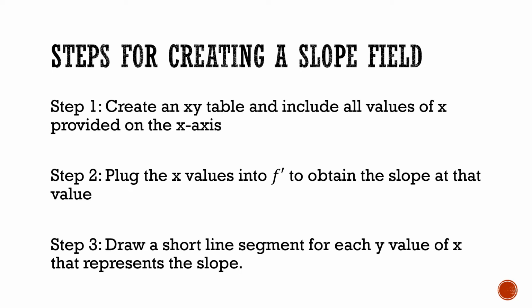So step 3, you want to draw a short line segment that represents that slope. Like if you're drawing a slope of 1, you want to draw a line segment that looks like a slope of 1. Or if you're drawing a slope of -5, you want a steeper line that's going in a negative direction that represents -5.